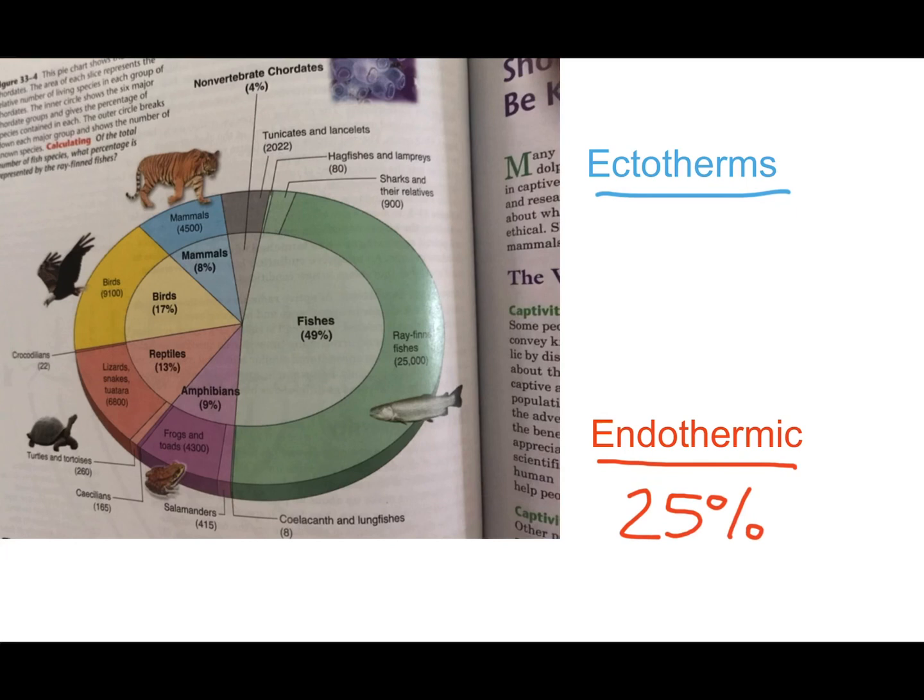Now this is just chordates. Remember, this is like only 4% of the total animals on the planet. 25% of that 4%, if you could keep track, are endothermic like us. So all mammals are endothermic, all birds are endothermic, but that's pretty much it. The rest of the chordates that we see on Earth are actually ectothermic. So they require that the environment remain at a stable internal condition or temperature.